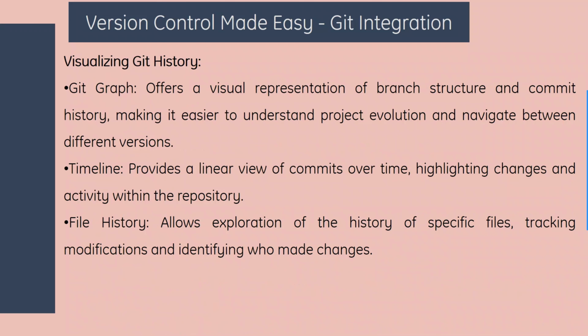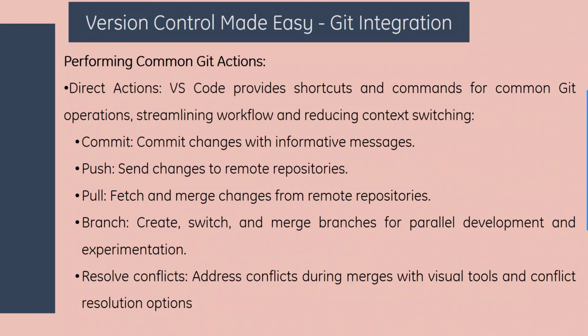Visualizing the Git history, Git graph offers a visual representation of the branch structure and commit history, making it easier to understand project evolution and navigate between the different versions. The second, timeline, provides a linear view of commits over time. This is highlighting changes and activity within the repository. Then we have file history, allows exploration of the history of specific files, tracking modifications and identifying who made the changes.